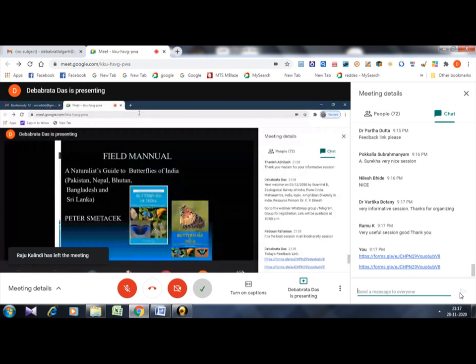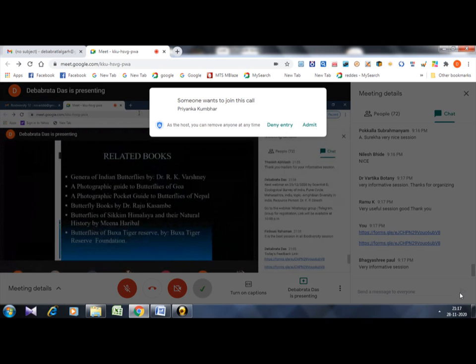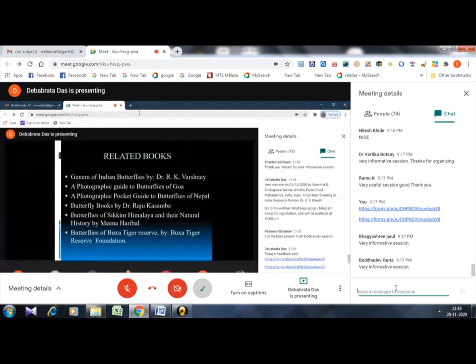Then you can use these reference handbooks, different books. These are also some different books. And you can also use the butterfly books by Dr. Raju Kasambe. It is very good. I've read that book.